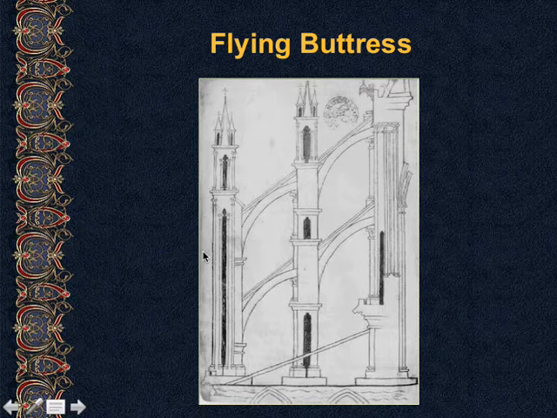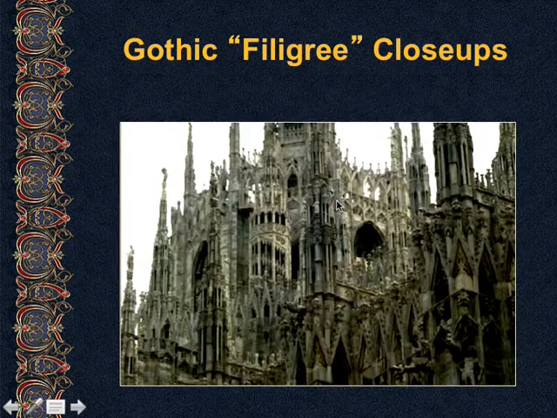Flying buttress from a design blueprint point of view. Here it is from the side. You can see the sloping here, the sloping angle, the intricate designs which are being embraced again rather than just simple designs now that we're in the high Middle Ages, and then these tall towers that kind of connect it all together.